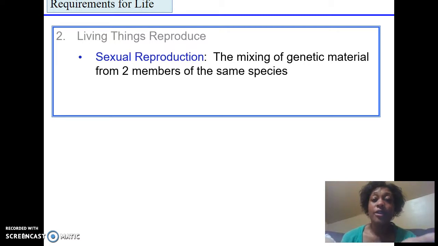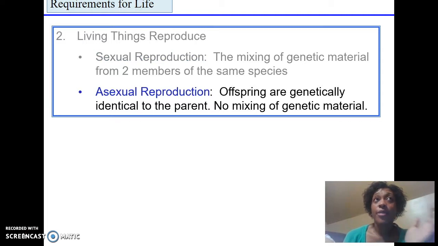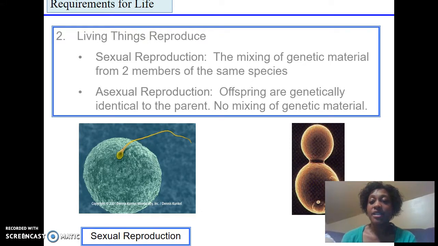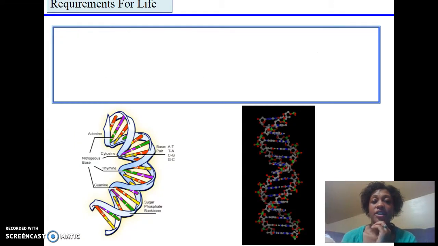Usually when we think of reproduction, we think of sexual reproduction, which means we're mixing up genetic material between two members of the same species. However, like with that paramecium we just saw on the previous slide, a lot of times when we're talking about bacteria cells, they do not undergo sexual reproduction. It only consists of one individual undergoing asexual reproduction, which means there's no mixing of genetic material, and you end up with an offspring that is genetically identical to the parent, which means it's pretty much a clone. We see here examples of sexual reproduction, a sperm fertilizing an egg, and then a unicellular structure undergoing binary fission and making a clone of itself. That is asexual reproduction.